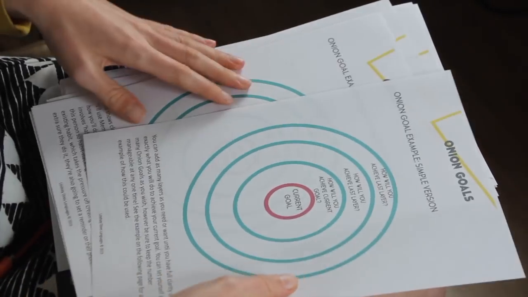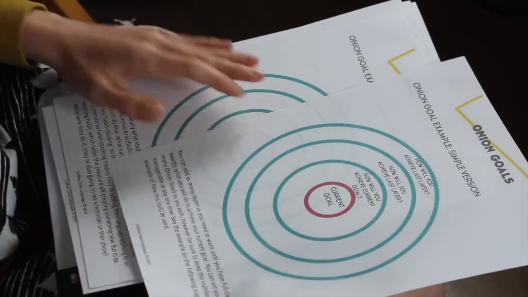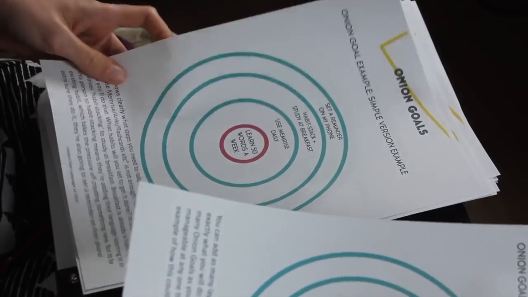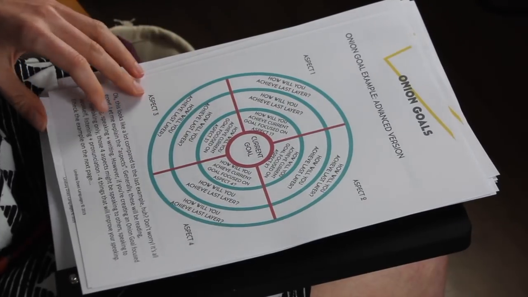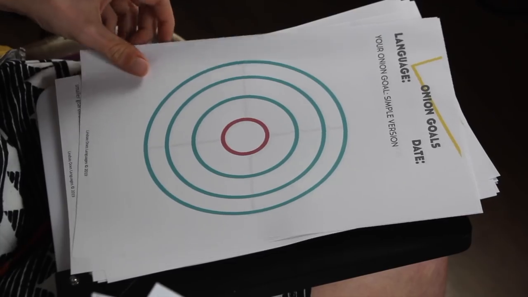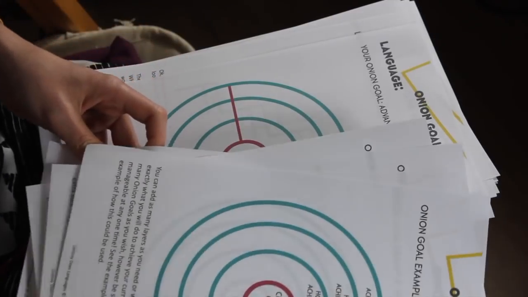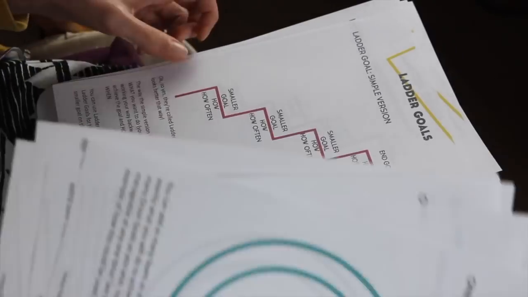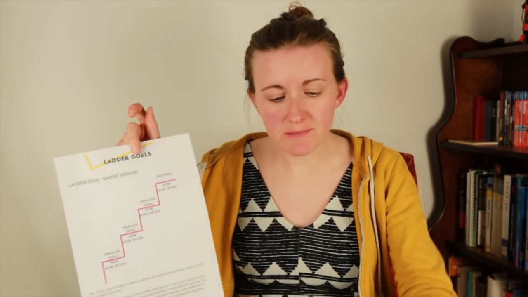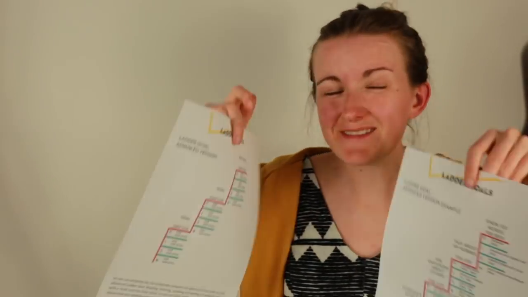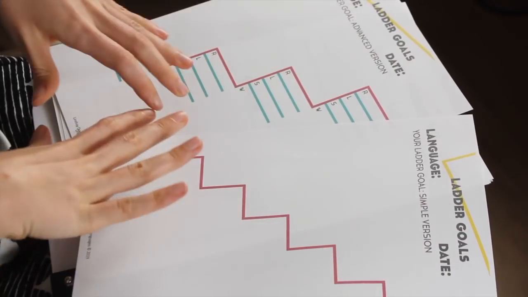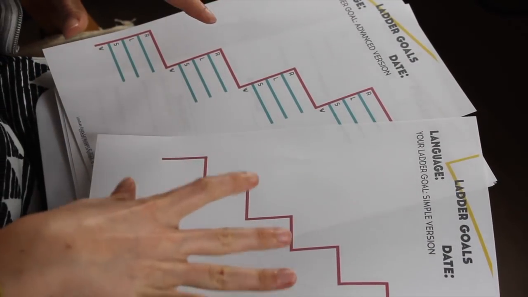We've got onion and ladder goals. I've got examples of the simple and the advanced versions. All of this stuff I'll show you on this camera so you can see the simple version with the example as well. The advanced version of the onion goal, the simple version for you to use, the advanced version, and then the same for the ladder goals. So kind of simple version with a simple example, advanced with an example, you get the idea. And then of course your blank pages and templates there so you can get started.